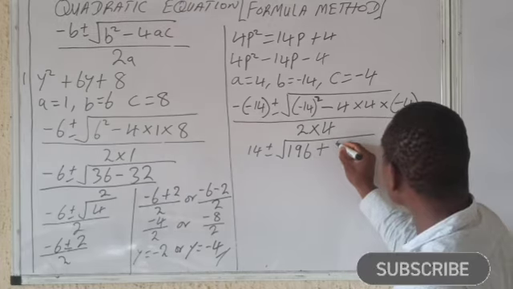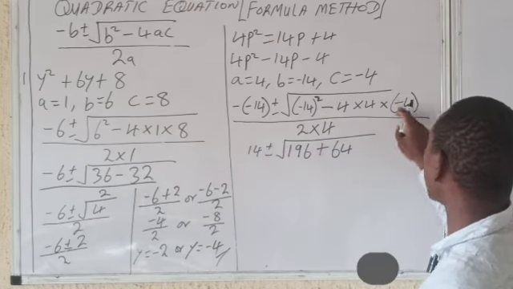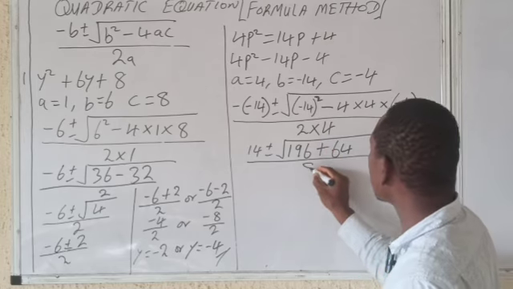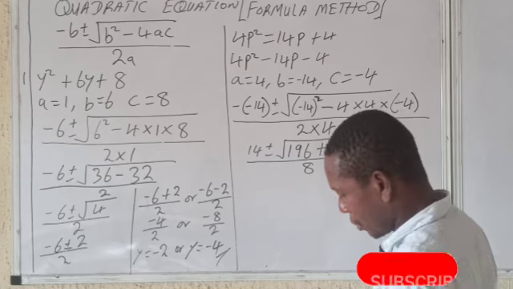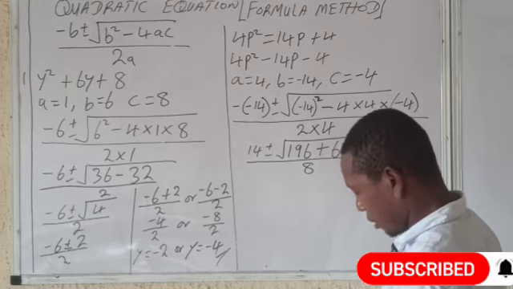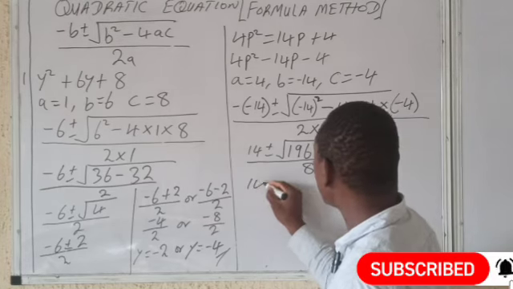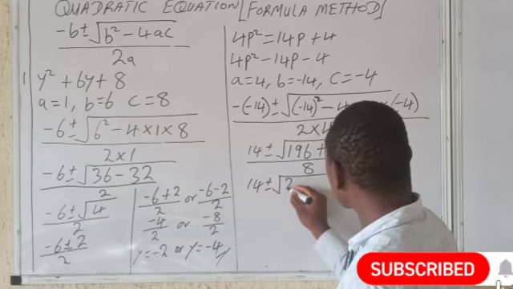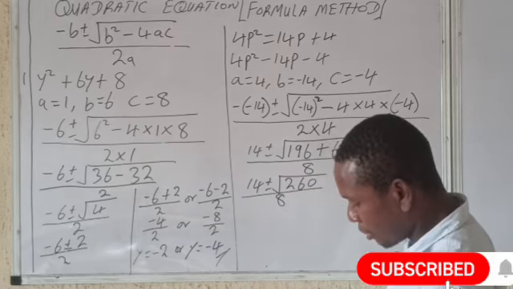So you have positive what? 64. So definitely minus times minus is what? Plus. So you should know that from the beginning. Then this time this is actually what? 8. So add. Alright, so now we have 196 plus 64. What will it give you? It gives you 260. So now we have 14 plus minus square root of 260 all over 8.